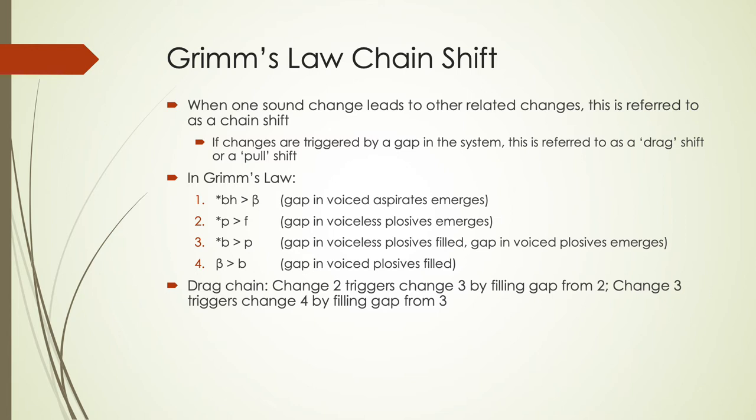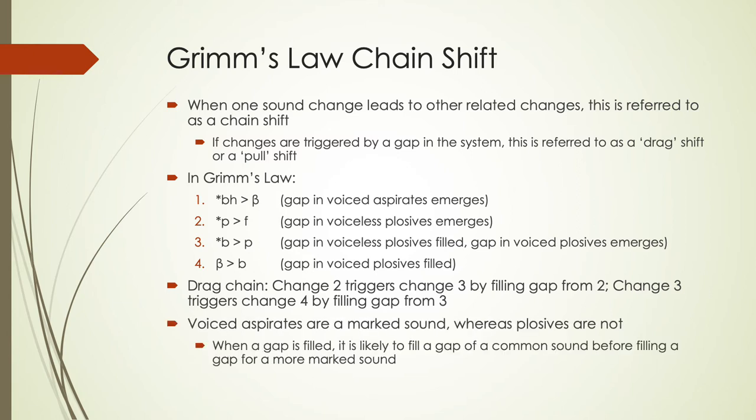And then what we don't end up left with, and what goes by the wayside, is sounds that are less common and less expected to remain in a system. So when gaps are filled, you're typically going to find a gap filled of a more common sound before you fill the gap of a more marked sound. Voiced aspirates are a marked sound. They're not very common. We don't see them throughout lots of languages of the world, whereas voiced and voiceless plosives without that aspiration are extremely common and are some of the most common sounds in languages of the world, some of the most rudimentary sounds that we find in most languages. So it makes sense that those would be the ones that we fill in the gaps for, so that we maintain the presence of voiceless and voiced plosives, and then we can get rid of the voiced aspirates, we can get rid of the voiced fricatives, because they're not as common of sounds across languages.